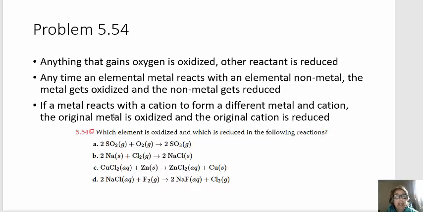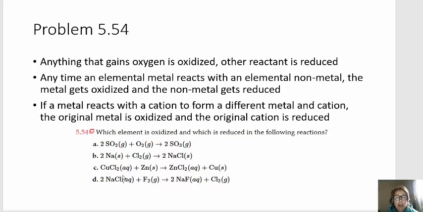If a metal reacts with a cation to form a different metal and different cation, the original metal is oxidized or loses electrons, and the original cation is reduced or gains electrons. So we see C here, copper 2 chloride reacts with zinc to form zinc 2 chloride and copper. So we have a metal, zinc, reacting with a cation, copper +2. And we form a different element. Copper is our element that forms, and a different cation.